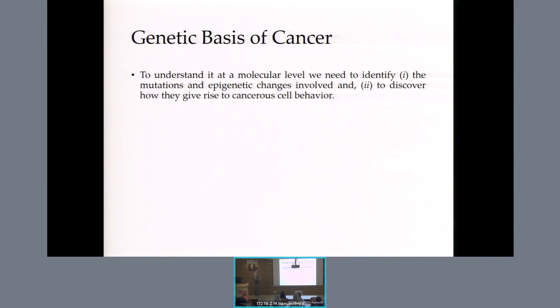So to understand the cancer phenomena at a molecular level, we need to identify the mutations and epigenetic changes involved, and then we need to discover how they give rise to cancerous cell behavior. So these are the two research topics that are mostly discussed, and they become projects of PhD students or postdoc students or MPhil students. So you have seen that a particular gene has been highly expressed in cancer patients. आपने किसी पेपर में ये बात पढ़ी. Now we see these kind of studies a lot. We have the NGS facility.